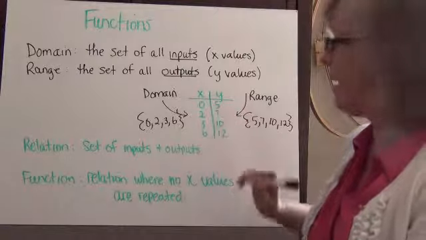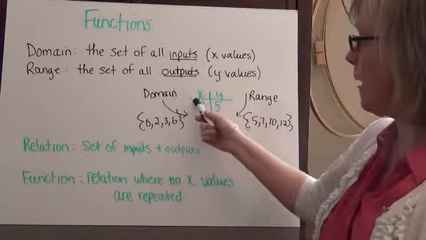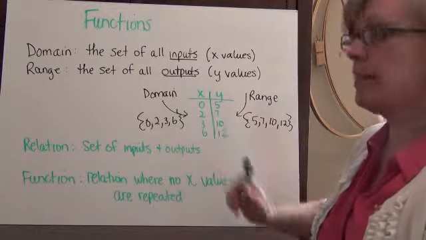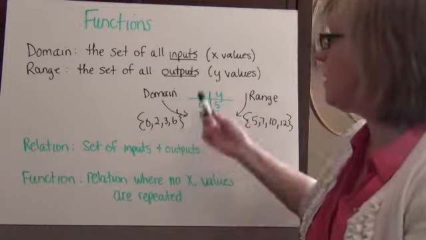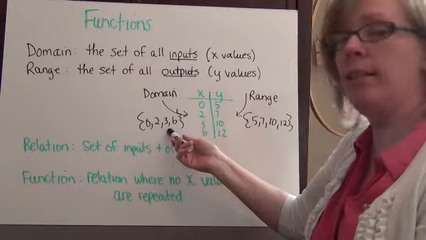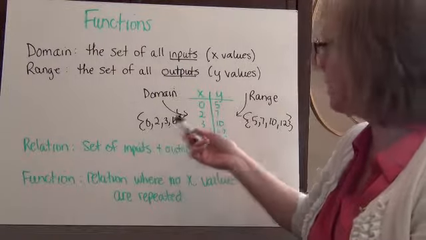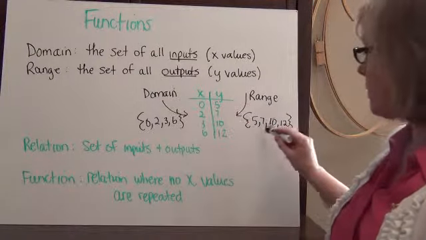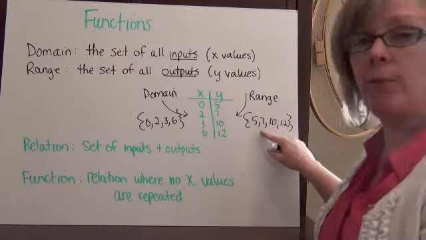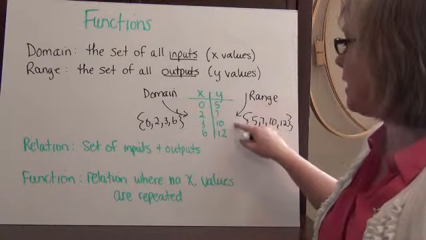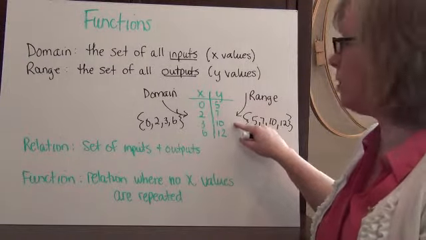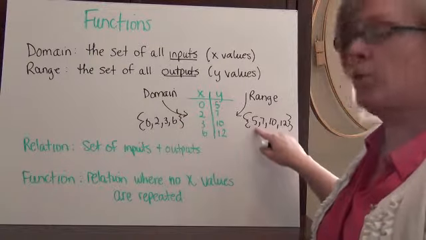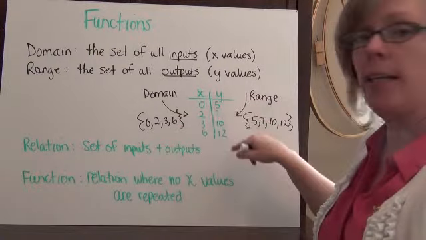If you're given a table like this, the domain is 0, 2, 3, 6, because those are the listed x values. And I could write them like this in a set instead of parentheses. The range would be 5, 7, 10, and 12. And I could write them in a set like this, because that's all of the outputs of the function. This is the domain, this is the range. I got them from looking at the table.